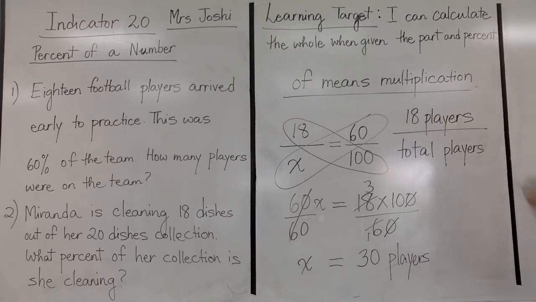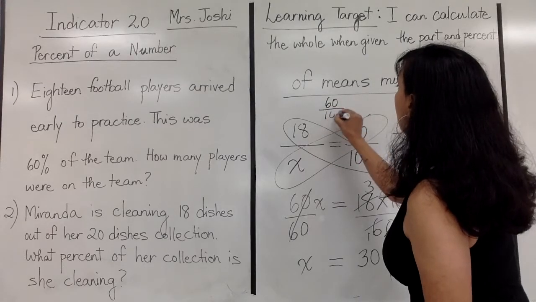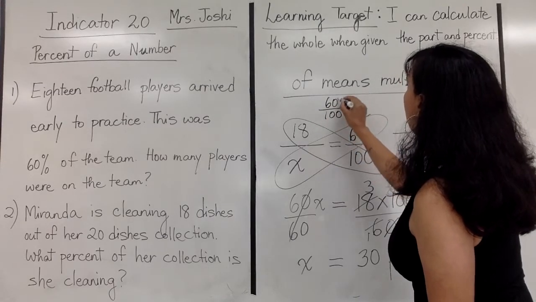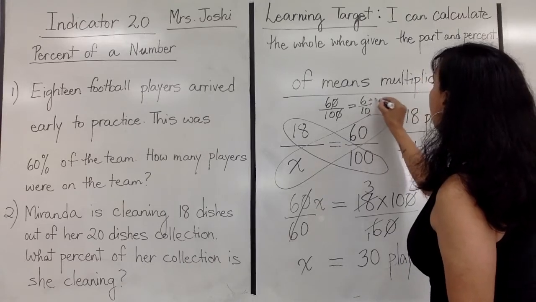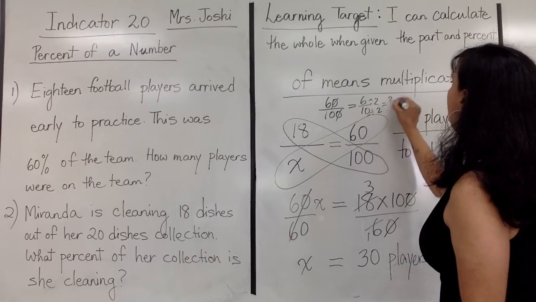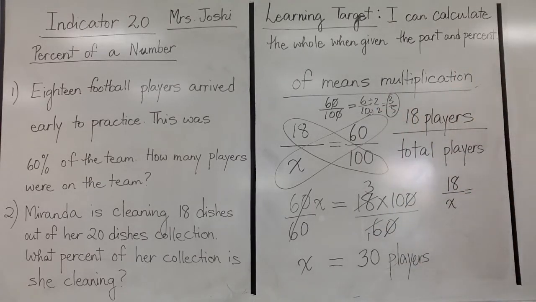Okay, you could have also done the same thing: 18 over x is equal to 60 over 100, as we had done earlier. 60 over 100, we are dividing by 10, I get 6 over 10, and then I divide by 2, and I get 3/5. So 3/5 in the simplest form. I could have just written it like this.